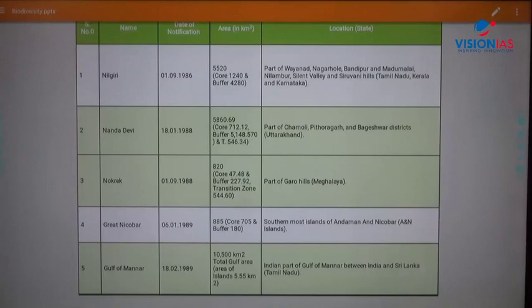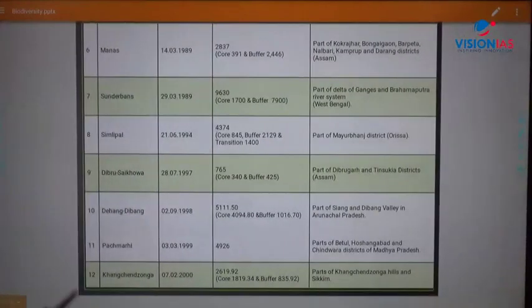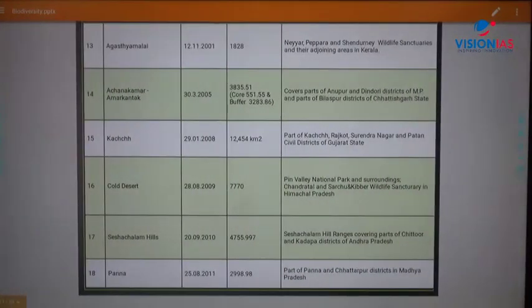And so the government of India announced it as a biosphere reserve, and after that the UNESCO identified this one. Great Nicobar. Then the 10th one. The 10th one is Agastya Malai Biosphere Reserve. Is it there on the board?